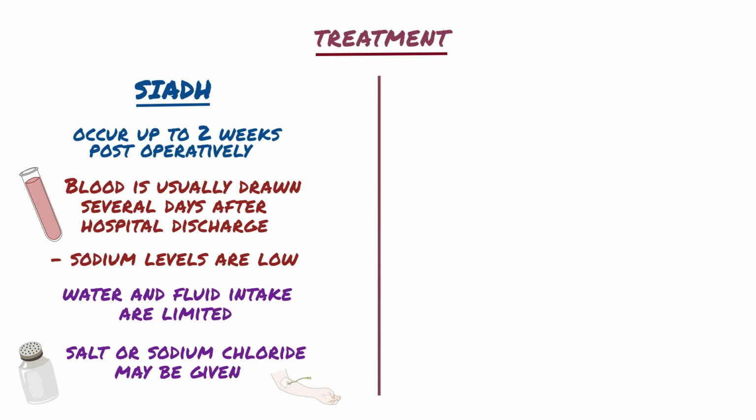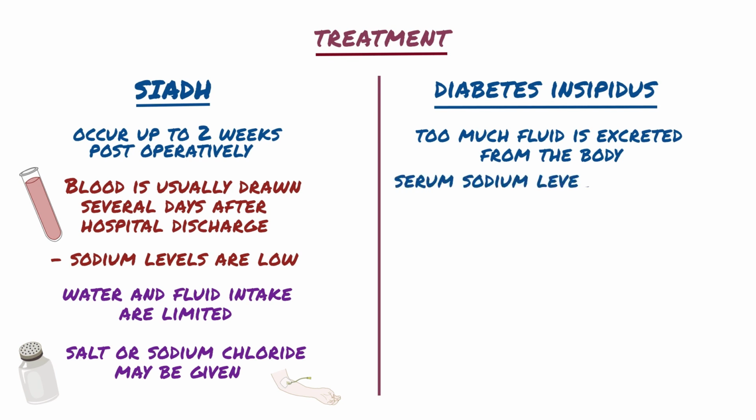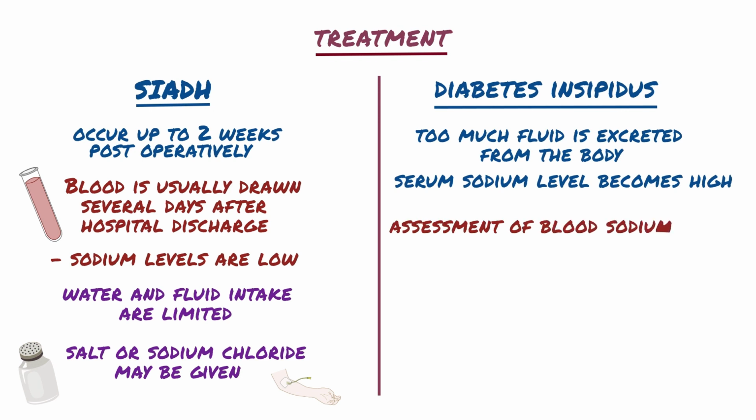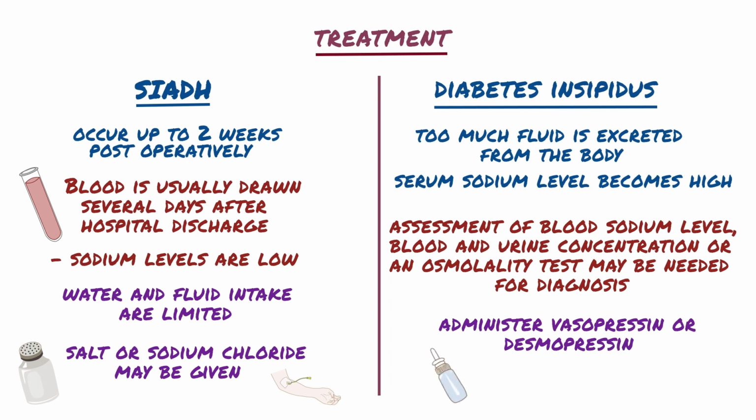Now, for the treatment of diabetes insipidus. In diabetes insipidus, too much fluid is excreted from the body, and thus the serum sodium level becomes high. So, an assessment of blood sodium level, blood and urine concentration, or an osmolality test may be needed for diagnosis. And treatment is to administer vasopressin or desmopressin, usually either as a nasal spray or by mouth in a tablet form.